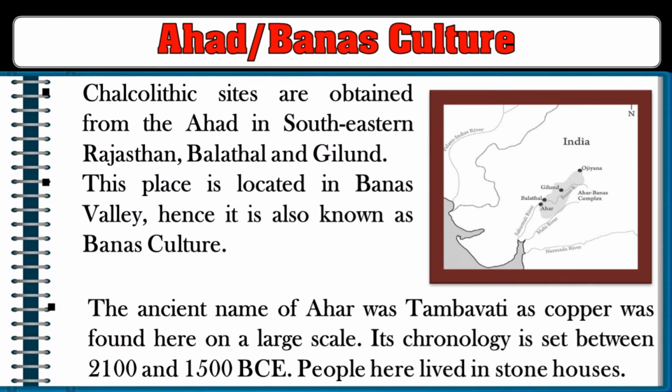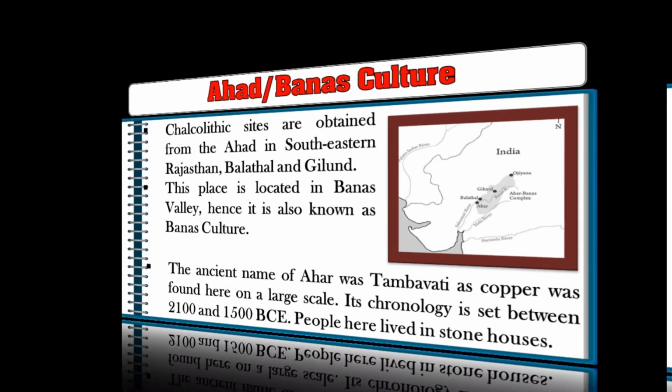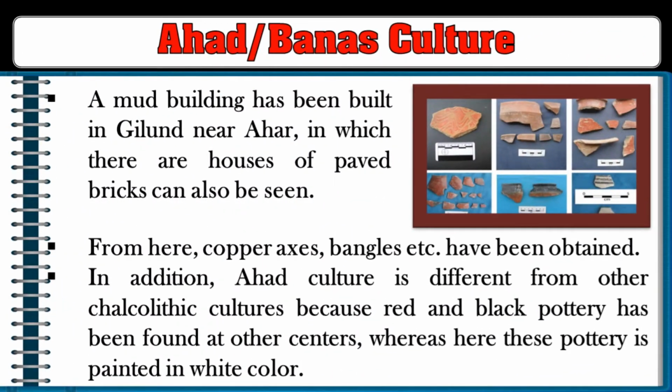The ancient name of Ahar was Tambavati, as copper was found here on a large scale. Its chronology is set between 2100 and 1500 BCE. People here lived in stone houses. A mud building has been built in Gilund near Ahar, in which there are paved bricks. From here, copper axes, bangles, etc. have been obtained. In addition, Ahar culture is different from other Chalcolithic cultures because red and black pottery has been found at other centers, whereas here this pottery is painted in white color.